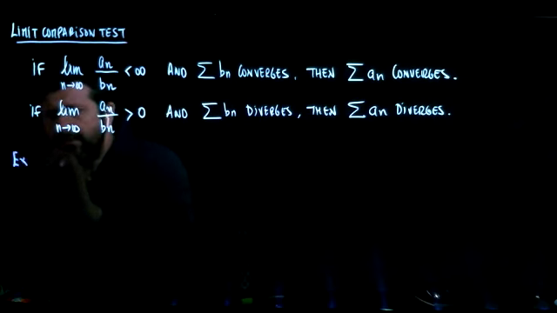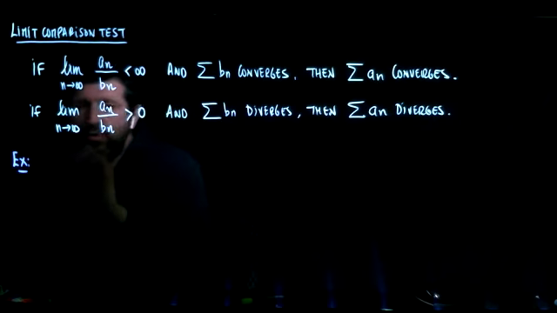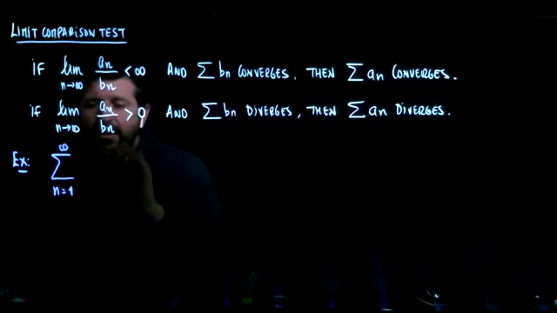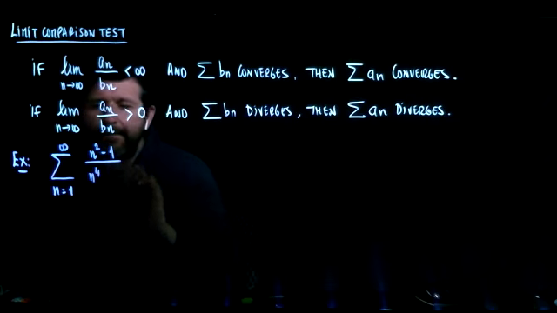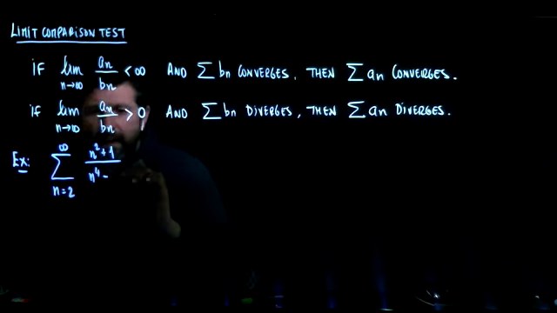Let me give you an example. So the series, let's say n equals 1 to infinity of, let's say, n2 plus 1 over n4 minus 3. So let's start it, sorry, I'm going to start it at 2.